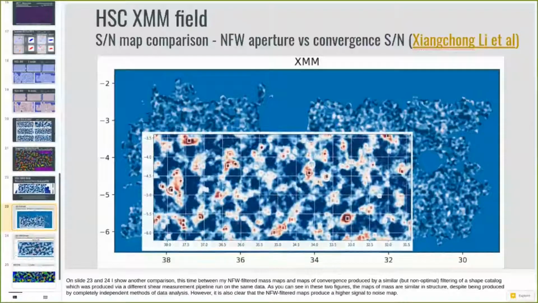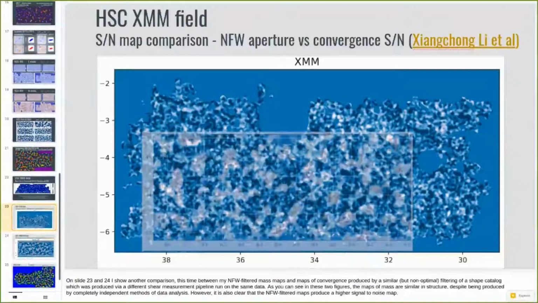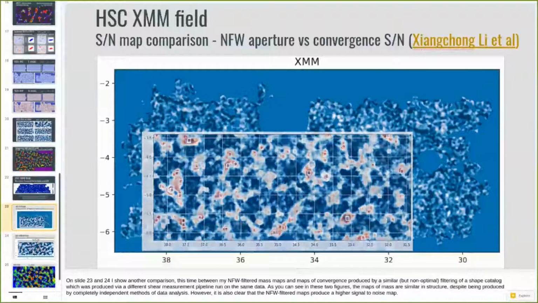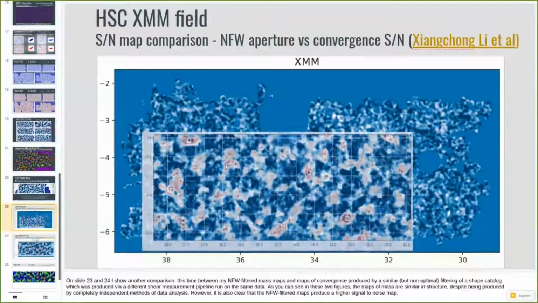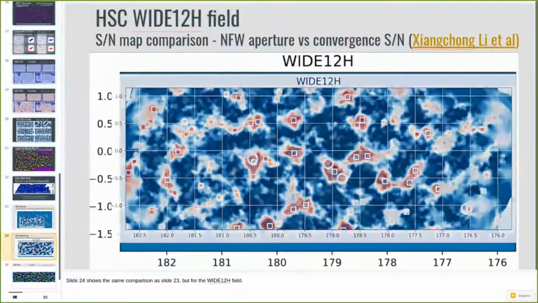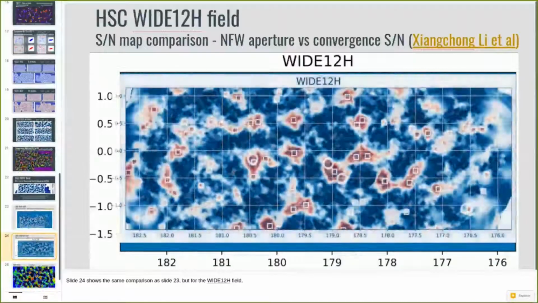On slides 23 and 24, I show another comparison, this time between my NFW filtered mass maps and maps of convergence produced by a similar but non-optimal filter of a shape catalog which was produced via a different shear measurement pipeline run on the same data. Slide 24 shows the same comparison as slide 23, but for the wide 12H field.